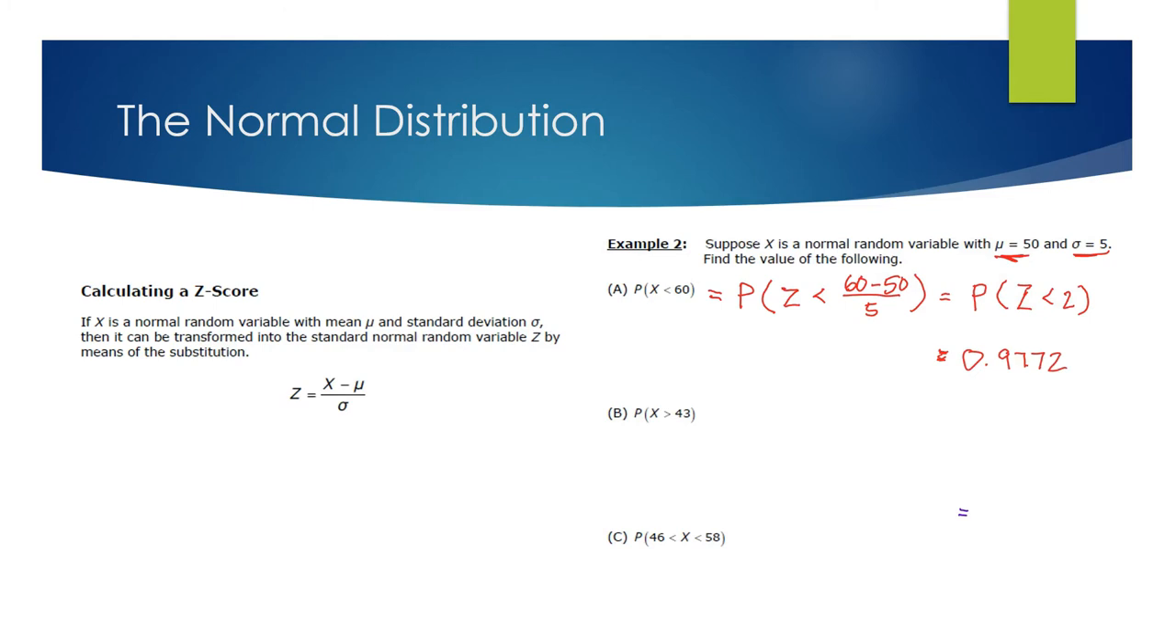Now try the same thing with the probability of x being greater than 43. This one's a little bit trickier, because notice it's a greater than this time, not a less than. How are you going to handle that?